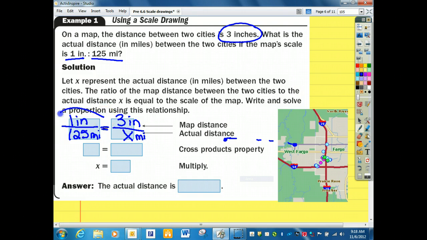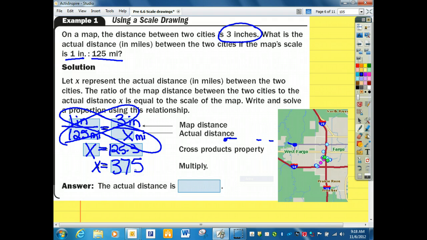Do our cross products. I like to start with my variable. 1 times X. Well, that's pretty easy. What's 1 times X? X. Excellent. 1X or just X. Either one works. Equals, what's 125 times 3? So X equals 375 what? Miles, not inches. We just solved for miles underneath here. So it equals 375 miles would be the distance.